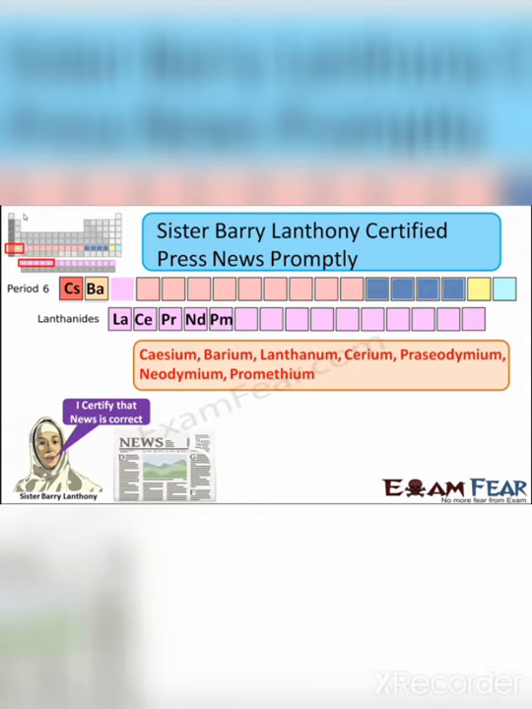So our final tip for this first few elements of period 6 would be Sister Barry Lanthony certified press news promptly. Now another interesting thing here is Lanthony reminds us that the lanthanide series starts from here, because the first element of the lanthanide series is lanthanum. So Lanthony is for lanthanum. So wherever you have Lanthony, that is the beginning of the lanthanide series. So the lanthanide series starts with lanthanum, followed by cerium, praseodymium, neodymium, promethium, and so on.